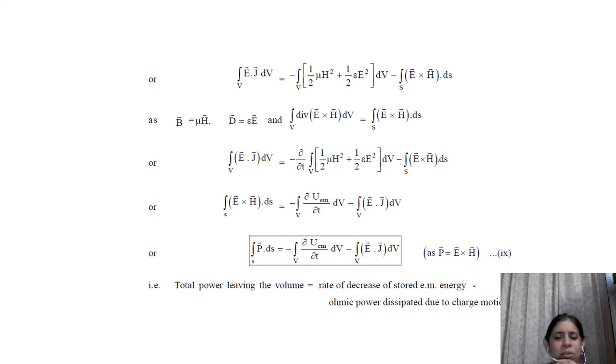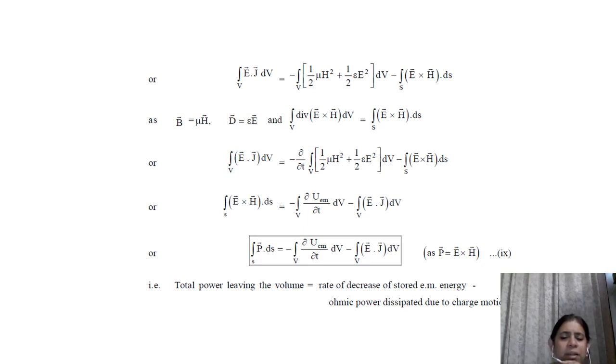So instead of this complicated term, I will simply write U_EM, the electromagnetic field energy, and we have del by del t, the rate of change of it, and E dot J dV also. So E cross H we have already defined as P or S. So if here I replace this by P dot ds, where P is the Poynting vector, it is equal to the rate of change of the electromagnetic field in the whole of the volume, or the rate of decrease of stored electromagnetic energy. And E dot J, we will just discuss it further.